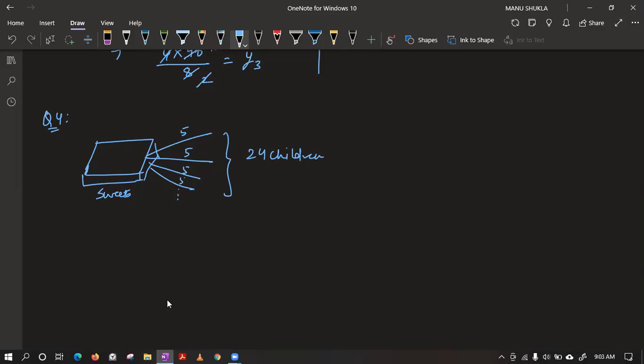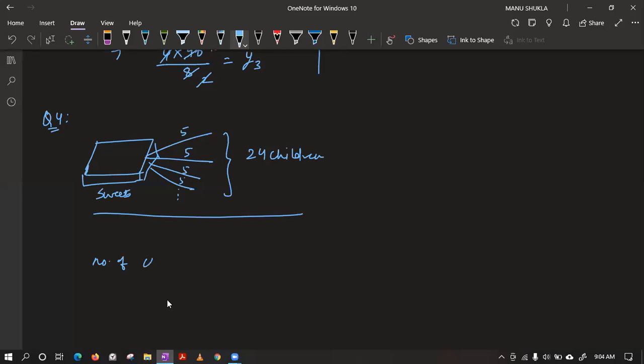So class, what can we say about the number of sweets? Can this tell us the total number of pieces of sweets? Please tell. If you know there are 24 children and they are getting 5 sweets each, we can easily find the total number of sweets, that is 24 into 5. Fine. Now, how many would each get if the number of children is reduced by 4? Class, please tell me what is the difference between these things.